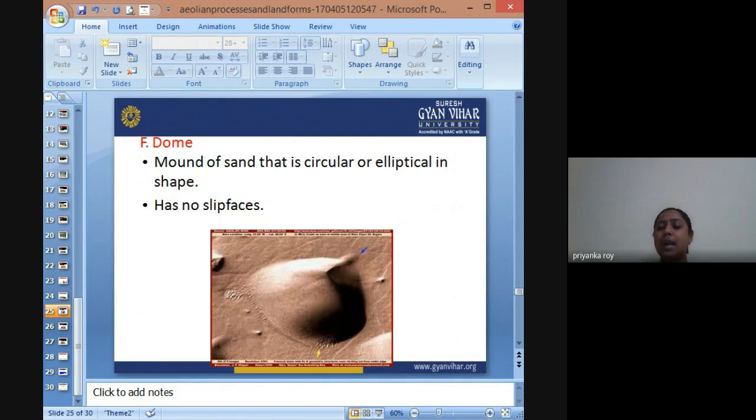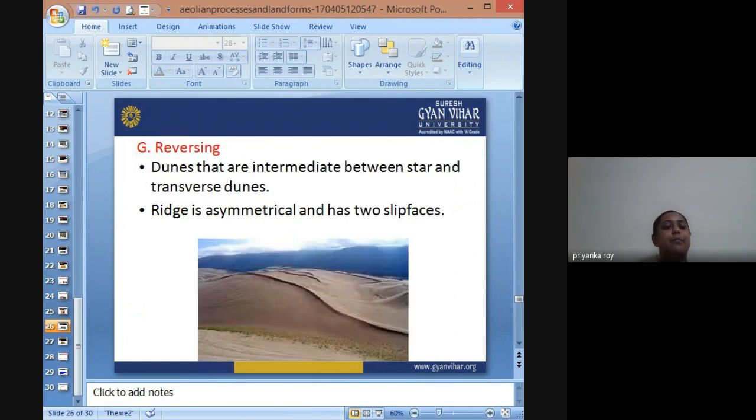This is a mound. A mound does not have multiple facets, it does not have many horns or arms, but it is round in shape. It looks like a mound, which in Hindi you can call tila. It looks like a mound of sand.